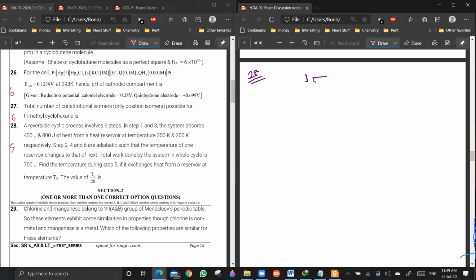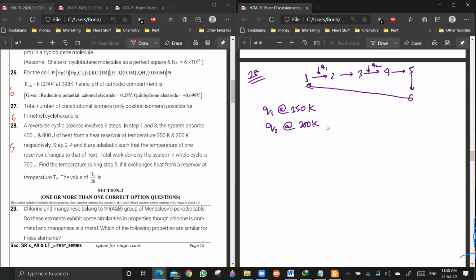6 steps means that is like 1 to 2 to 3 to 4 to 5 to 6 to 1. So it is saying that this is step 1. This is heat addition. Means in step 1 to 2, you are adding Q1 to the system. Similarly, in step 3, you are adding heat Q2 to the system, at different temperatures. So you see Q1 you are adding at 250 kelvins and Q2 you are adding at 200 kelvins.